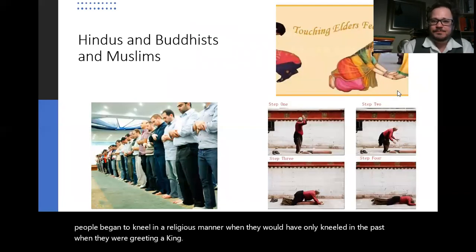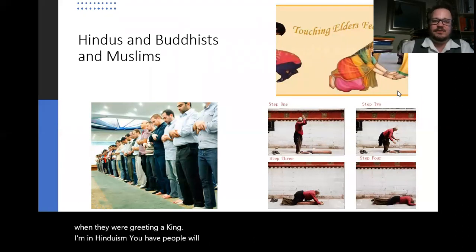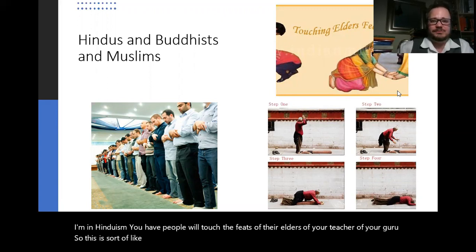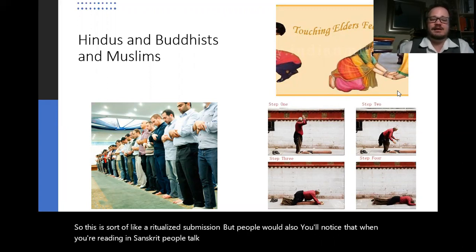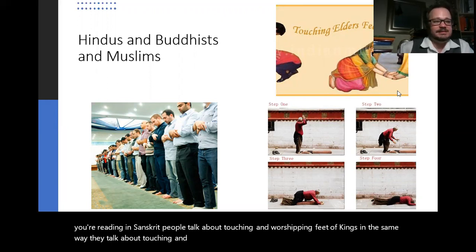In Hinduism, people will touch the feet of their elders, of your teacher, of your guru. So this is sort of like a ritualized submission, but you'll notice that when you're reading in Sanskrit, people talk about touching and worshiping feet of kings in the same way that they talk about touching and worshiping the feet of deities.